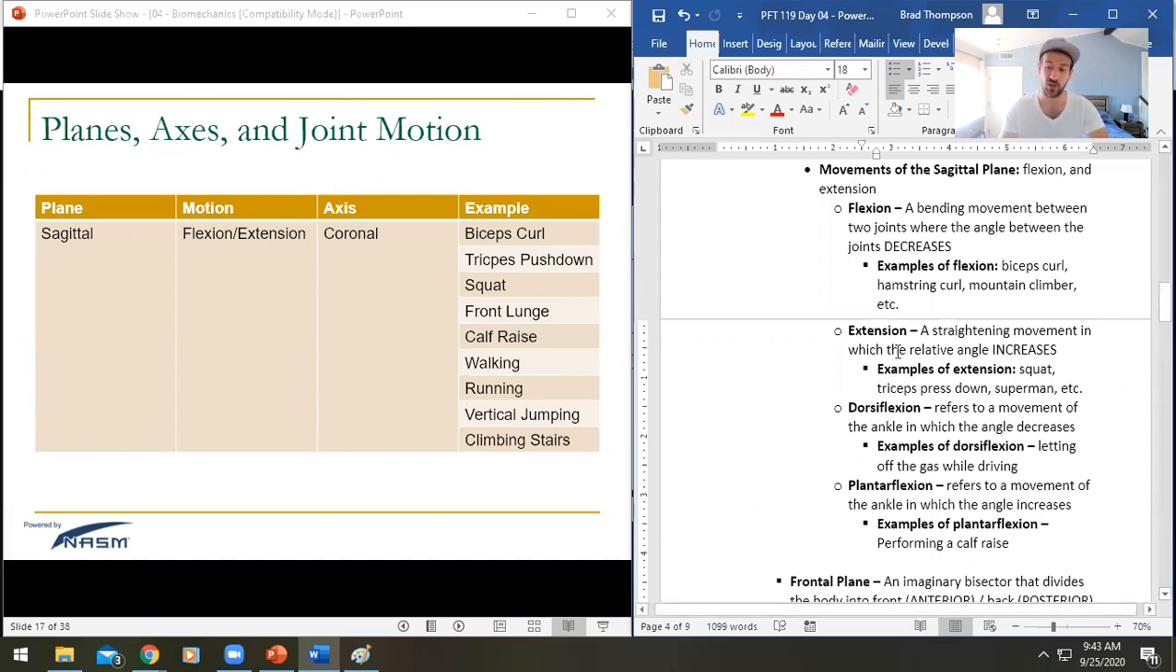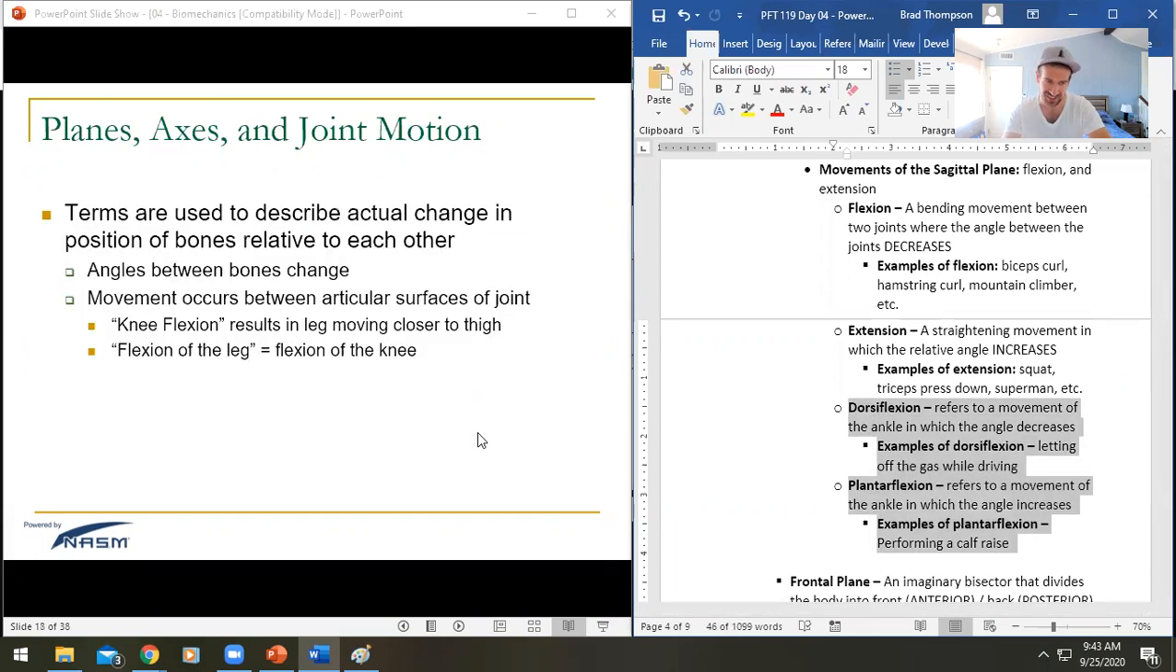Now there are two special ones here that are in the ankle. Your ankle is a weird joint. Oh shoot, I kind of skipped ahead. Let me catch you guys up on the PowerPoints and just say the same thing I said.